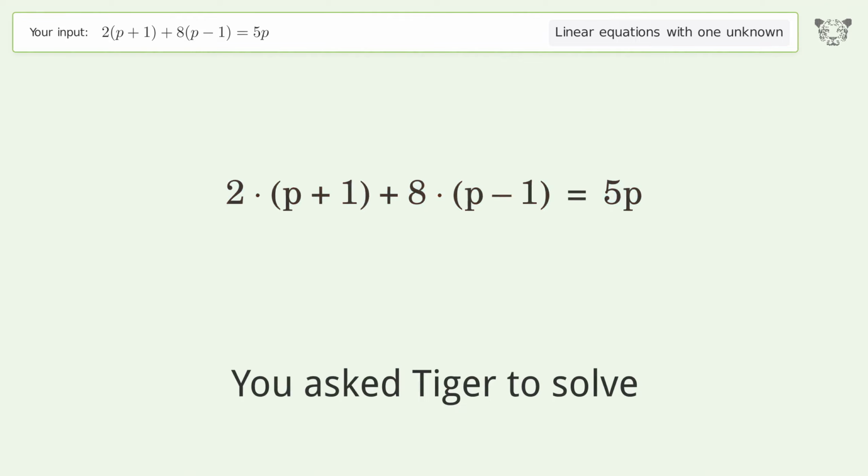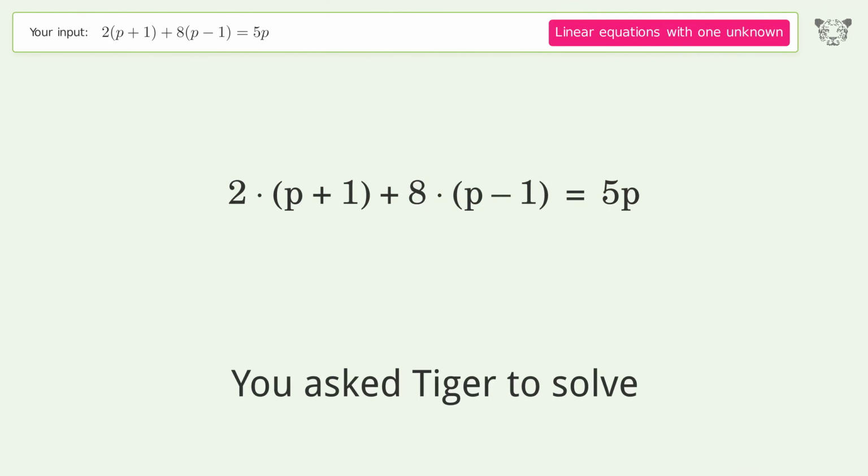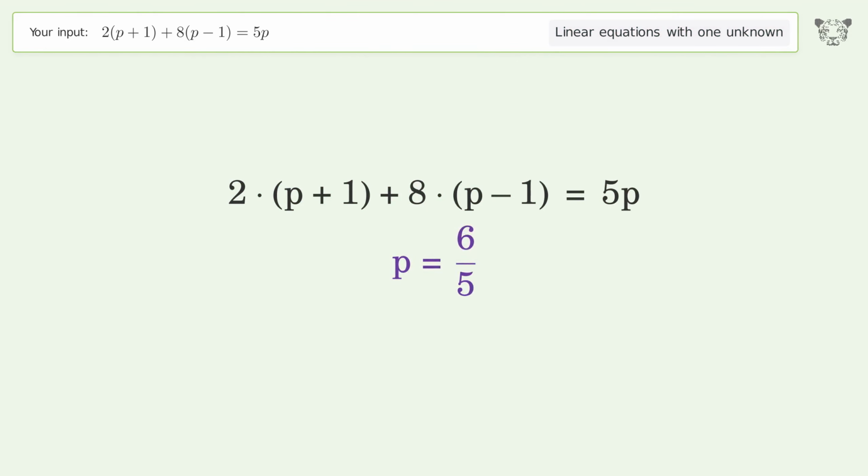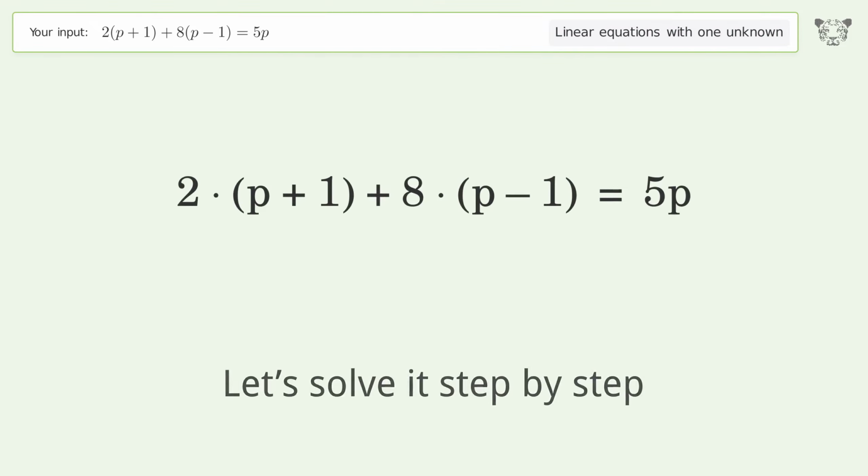You ask Tiger to solve. This deals with linear equations with one unknown. The final result is p equals 6/5. Let's solve it step by step.